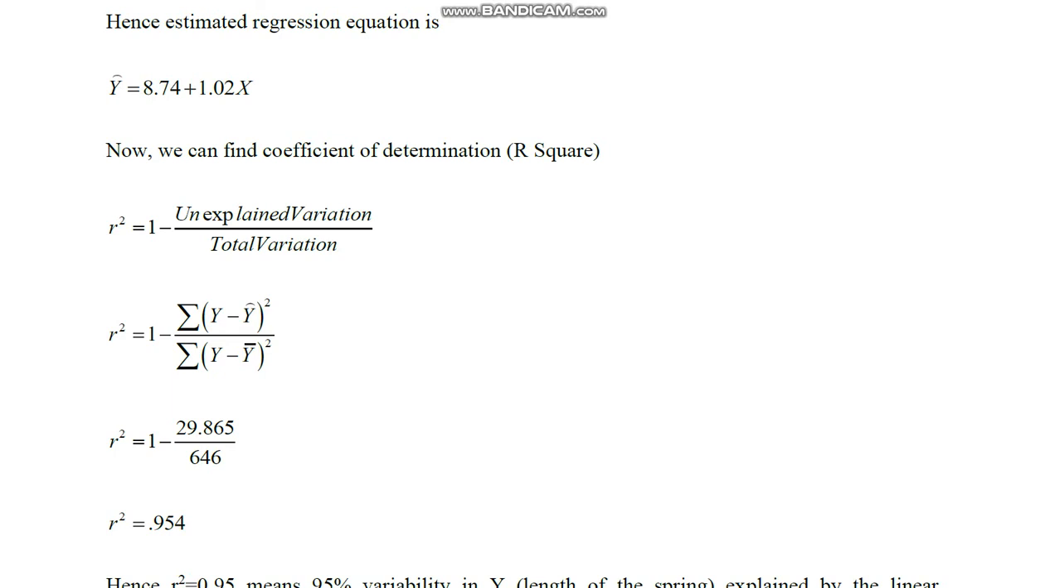R square is equal to 1 minus, mathematically we represent unexplained variation by the sum of (y minus y cap) square. Here y represents the dependent variable and y cap is the variable estimated by the regression relationship. Total variation is the sum of (y minus y bar) square, where y bar is equal to summation y over n. So the first task is to estimate this value. We need this value.